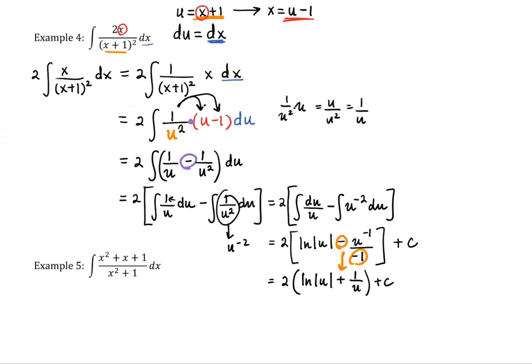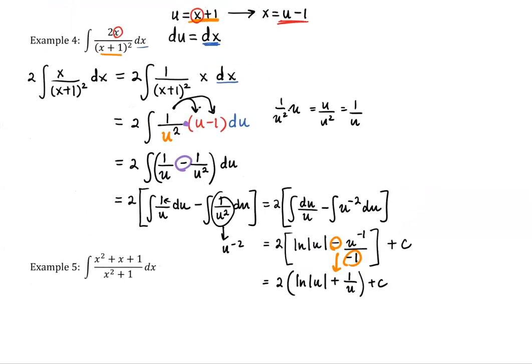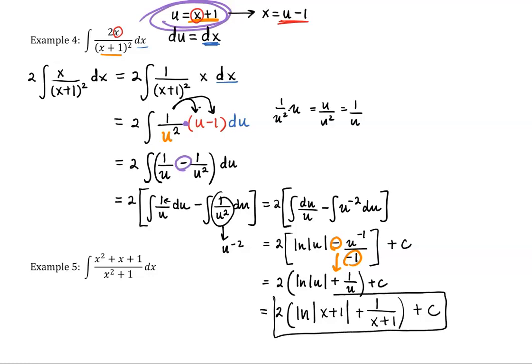Now I'm going to zoom out a bit so we can see what u was originally. It's sitting right up here. It was x plus 1, and so I will be subbing back in u for the answer. So we have 2 multiplied by natural log of the absolute value of, instead of writing u, I'm going to write x plus 1. And then plus, instead of writing 1 over u, I'm going to write 1 over x plus 1. Close parentheses, and then I'll add c at the end. And that gives us our final answer.